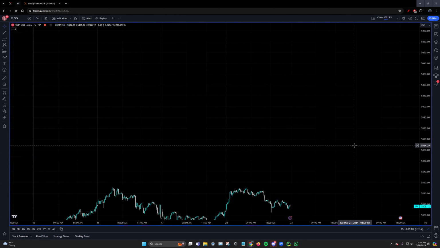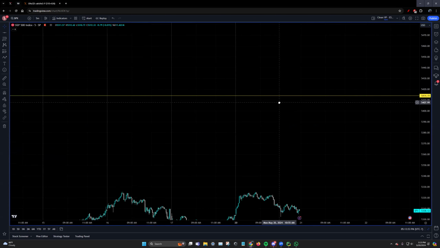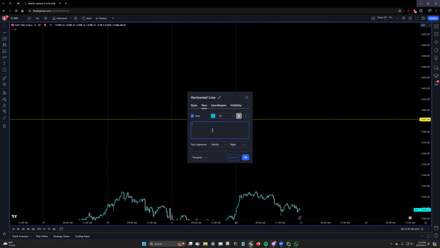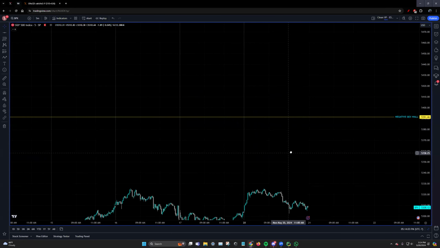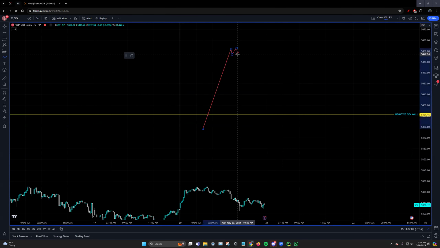I consider myself a reversal trader. Gio considers himself a reversal trader. That's why we're never trading momentum. So let's say this is a negative gamma wall, and we're chopping around here. We push right through it. We're chopping around here, versus, and then we get a move down.